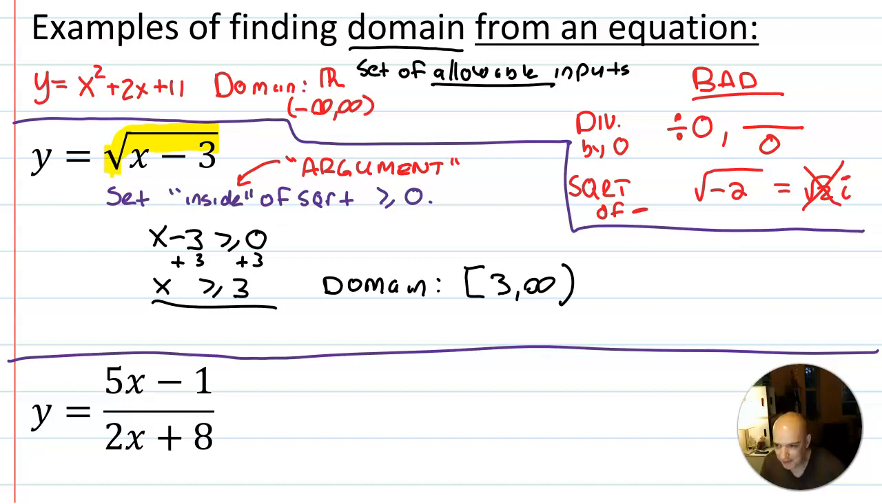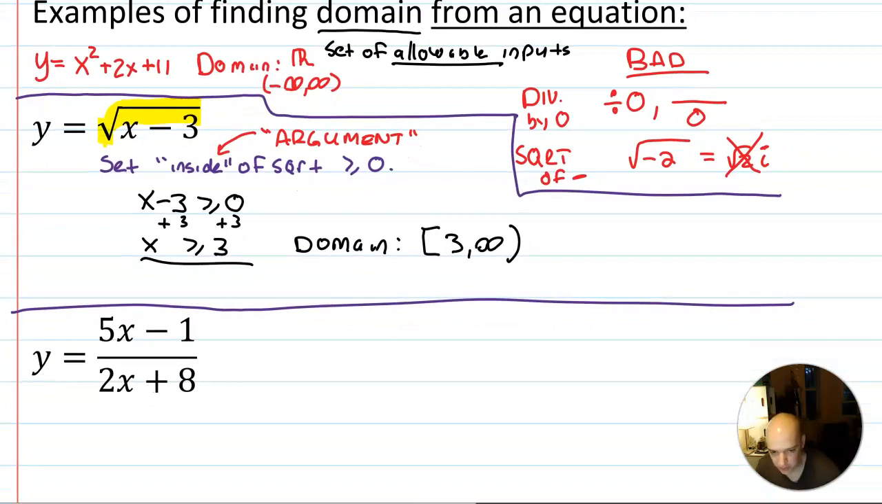You probably don't have to find the range from this. You'll probably make the graph and then find the range. So usually we just kind of find the domain from the equation. That's what you do if you have a square root: you set the argument greater than or equal to 0. Now let's look at example 2 on the bottom.